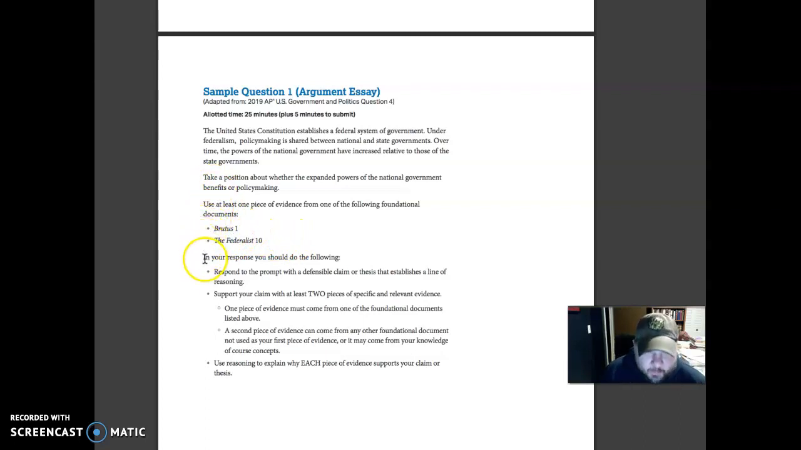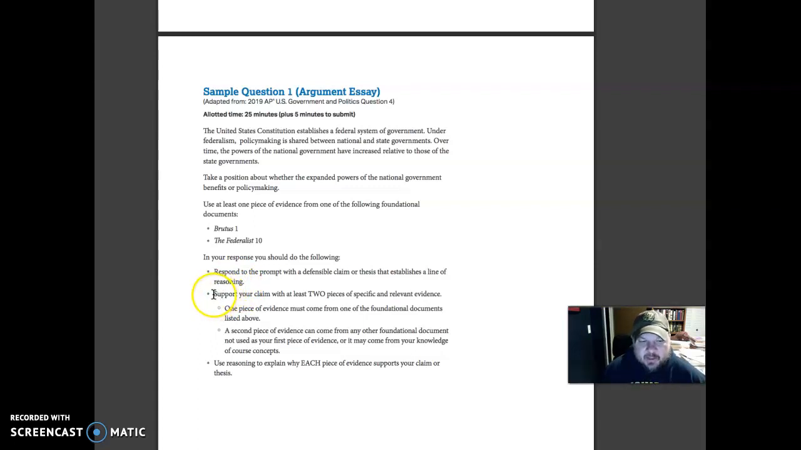So here's how you're going to score points. First things first, like I said, you are going to have to come up with a defensible claim or thesis that establishes a line of reasoning. Okay, so that's going to score you a point by coming up with a good thesis or claim. Can't just restate the prompt. You got to actually have something that you can defend and prove. Okay, so you want to prove something.